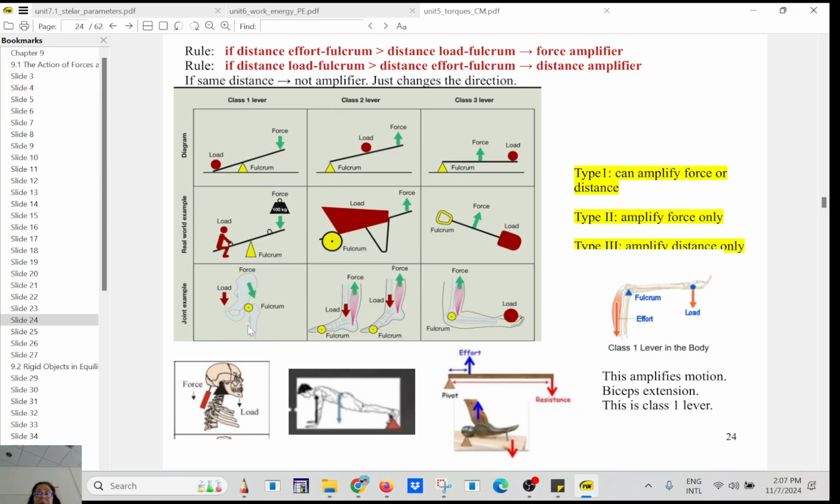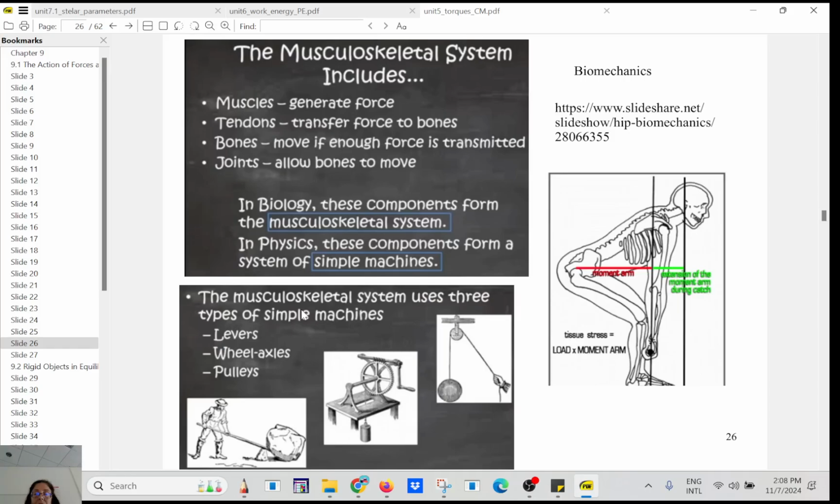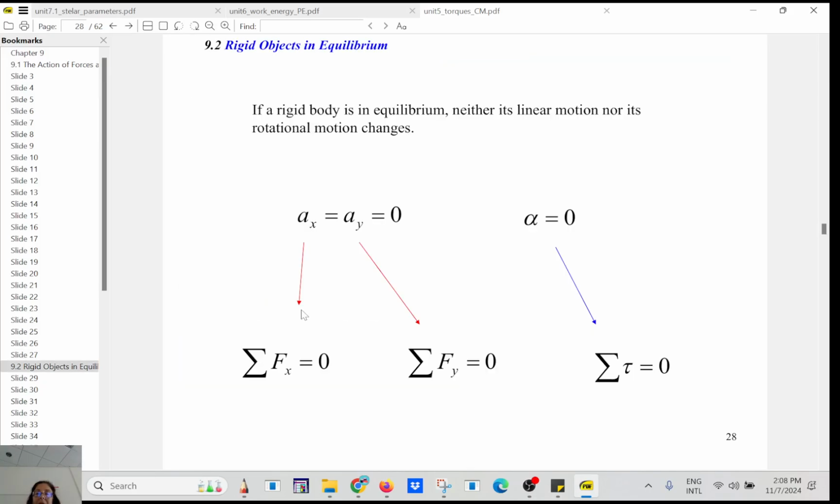So if you are going into the medical field, all the human body is about joints, which are fulcrums, muscles, which are effort or force, and load. So load could be a dumbbell, it could be your own mass, the mass of your arm, the mass of your leg, and so forth. So it's very interesting physics, applied physics here. Okay, and then we go to equilibrium.